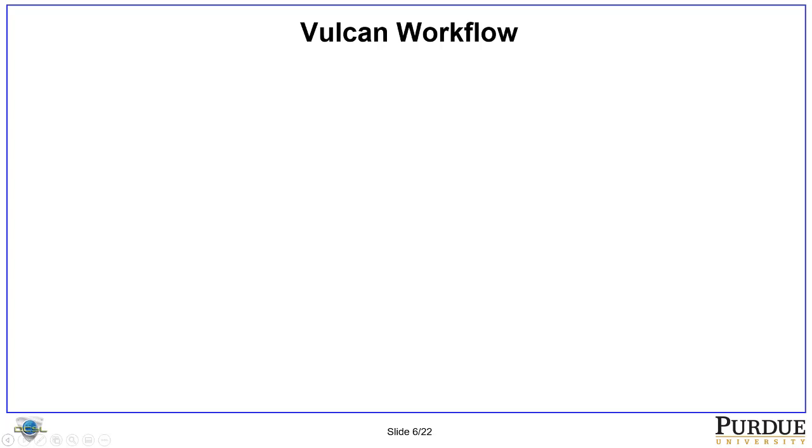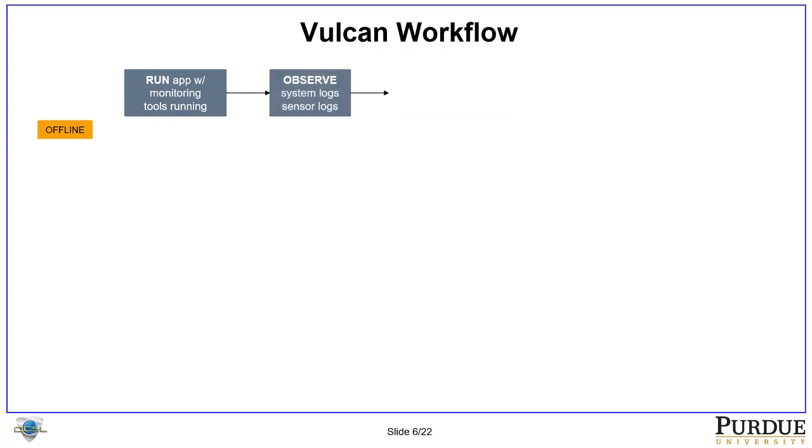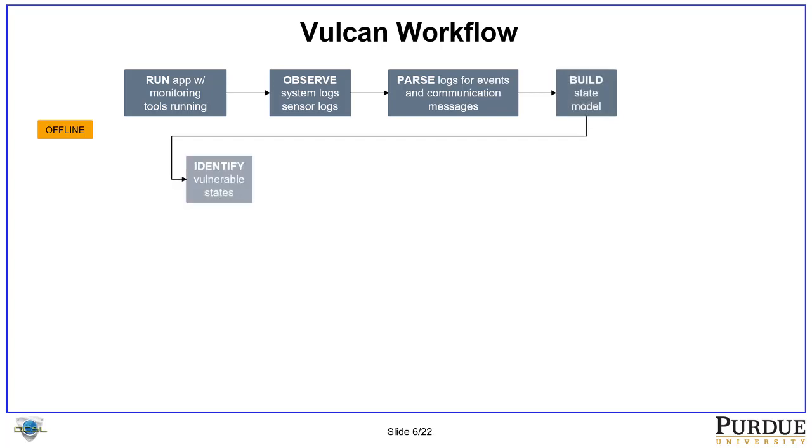Let's explore the Vulcan workflow. Vulcan works in two phases. In the offline training phase, the tool learns the finite state machine model of the app. At first, a UI testing tool is used to explore different possible UI interactions that a user might have with the target app during normal use.